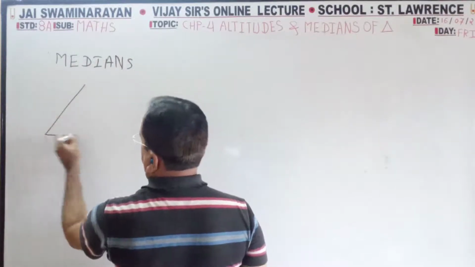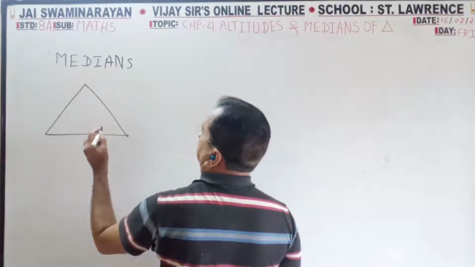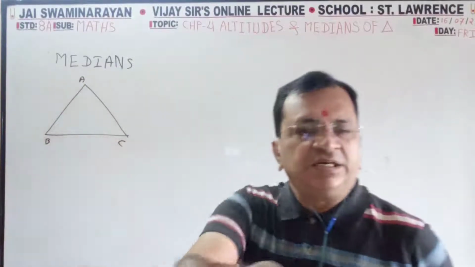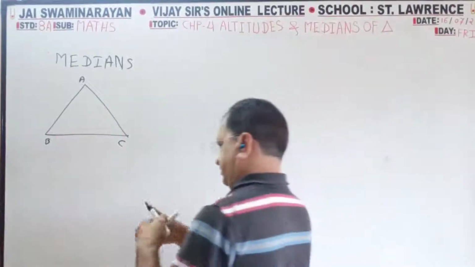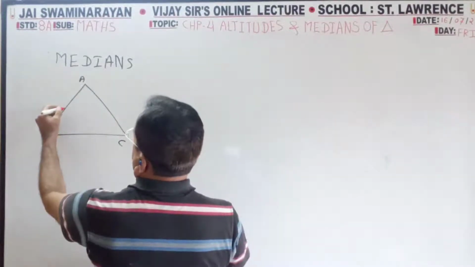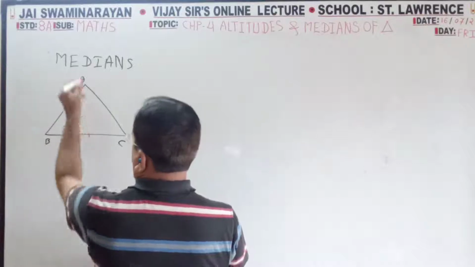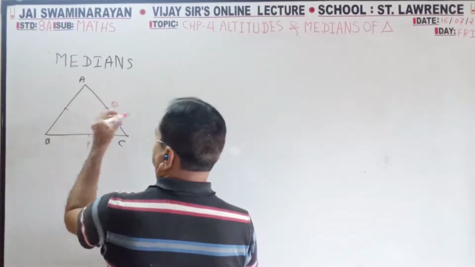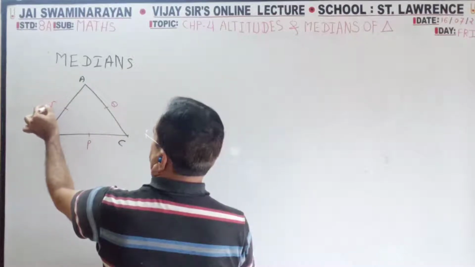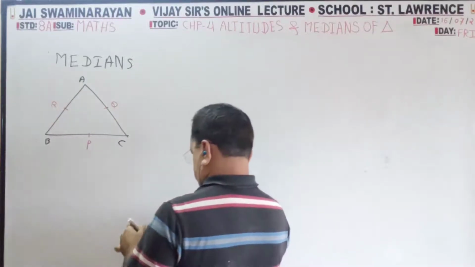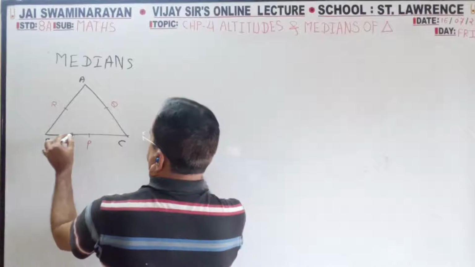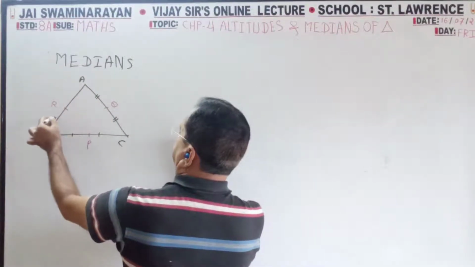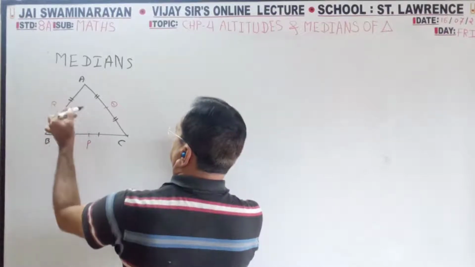Any triangle is there. Take a midpoint. This is the midpoint opposite to A, this is the midpoint opposite to B, opposite to C. These are the midpoints. P is the midpoint of BC, Q is the midpoint of AC, R is the midpoint of AB.